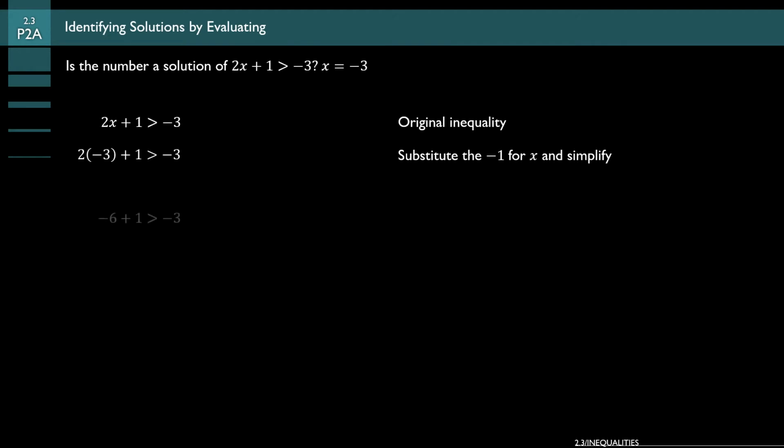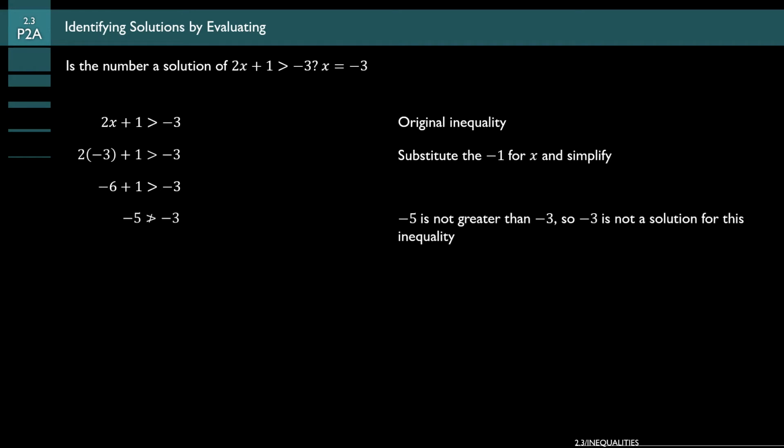2 times -3 is -6, plus 1 is greater than -3. -6 plus 1 is -5, and what we know is that -5 is not greater than -3, which means that -3 is not a solution for this inequality.